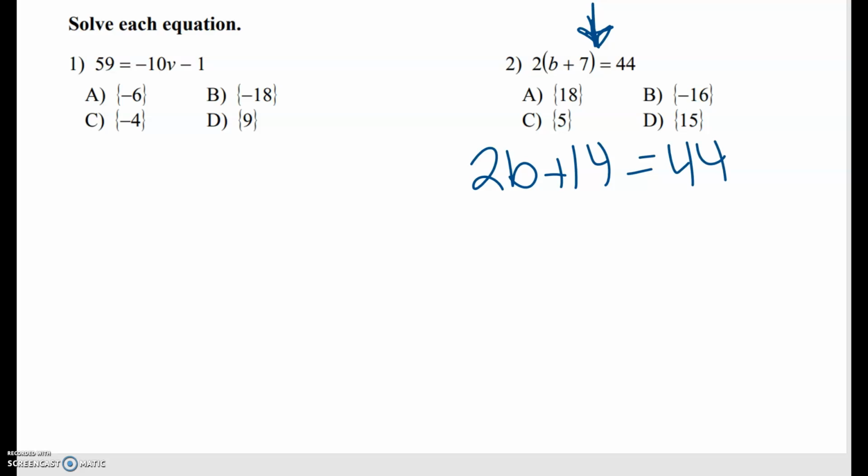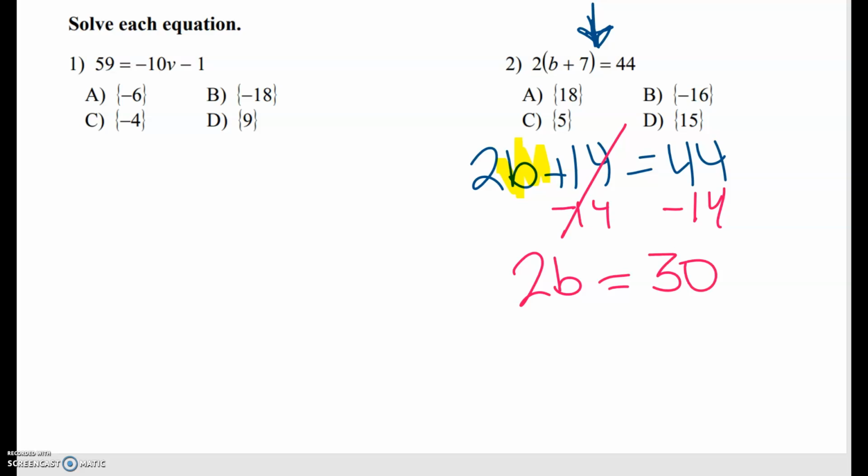Now this problem in blue is just like the problem on the left. So these are the same types of problems. Wherever our variable is, we always want to keep what's close to the variable and get rid of what's far from the variable. So I want to keep the 2 because it's right next to the variable, and get rid of the 14. I'm going to take away 14 on both sides. This would cross out, and I'd be left with 2b equals 30.